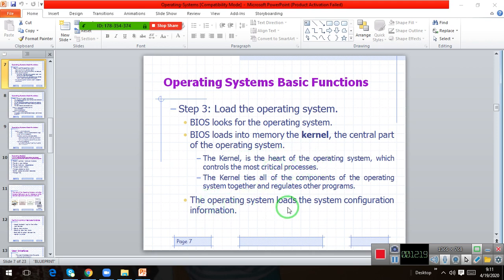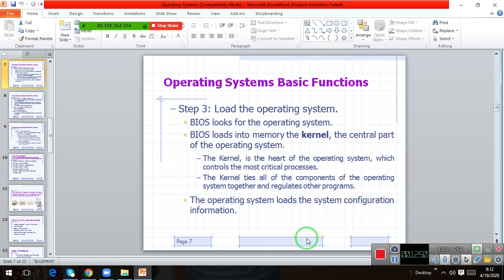Now the operating system loads the system configuration information. So when the operating system is loaded, it loads the configuration of the system. You might have experienced, when starting your computer, that it asks you, please wait while your system is being configured. We may get that kind of message.